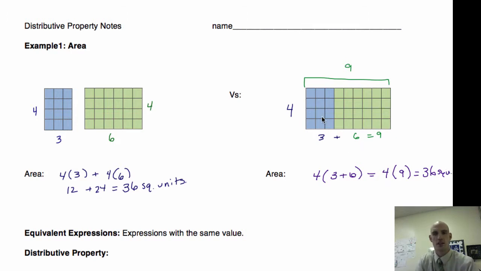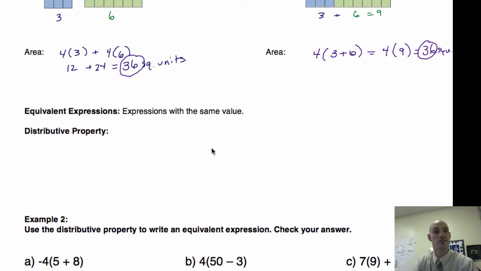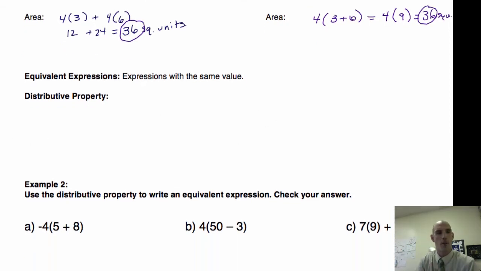What we're going to notice is the area remains the same. It's still 36 square units, but the expression that we used to model it was just a little bit different. What we did here was equivalent expressions, expressions that have the same value. We also used the distributive property.